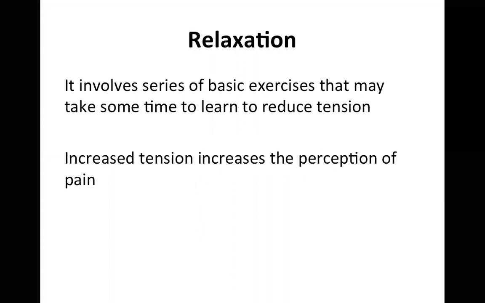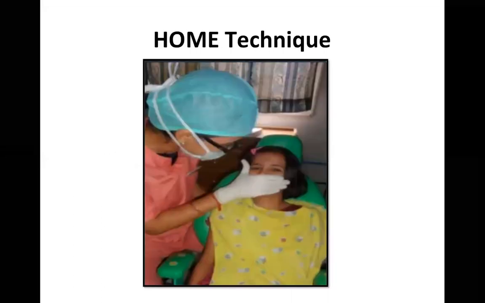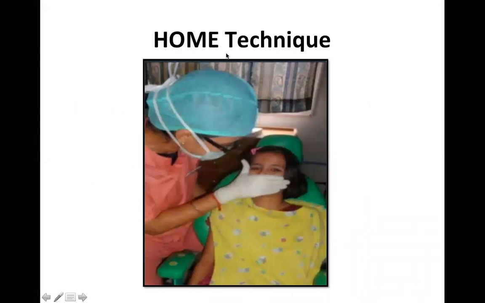Relaxation involves a series of basic exercises that may take some time to learn, to reduce the tension. When there is increased tension, definitely there will be increased pain. And when the tension is decreased, the pain will also be decreased. And the relaxation will include home exercises. It's a hand over mouth exercise. If the child is shouting, you can keep your hand over the mouth of the child and then press it. So this is the HOME technique.